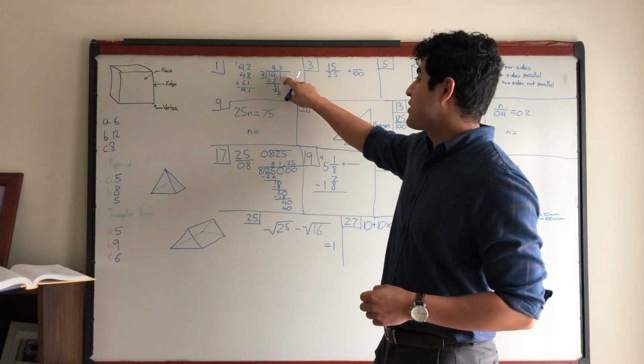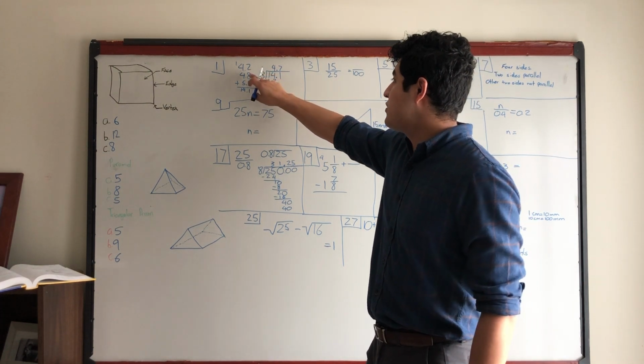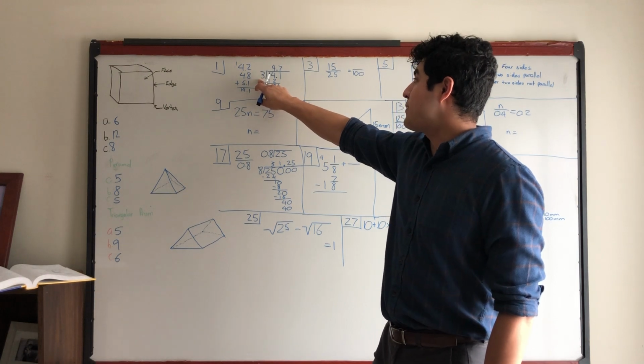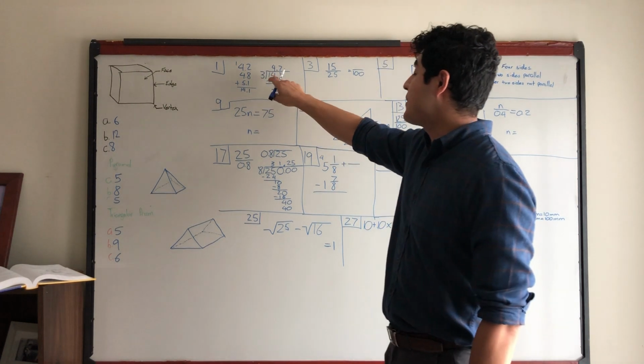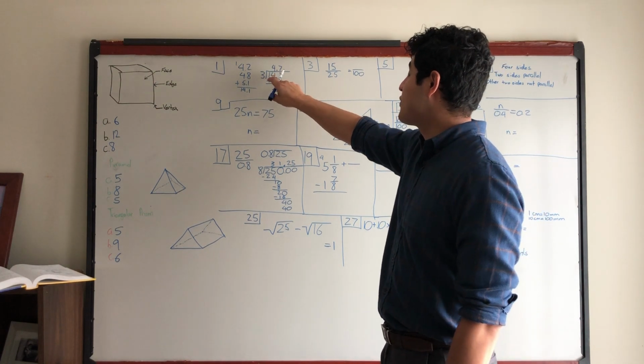14.1 then becomes our dividend. We count our parts, 1, 2, 3. So we're going to divide it by 3. So 14.1 divided by 3, I see how many times 3 goes into 14 evenly.